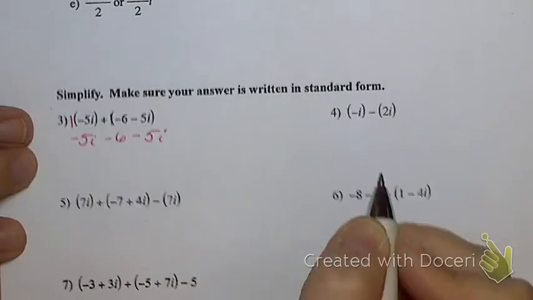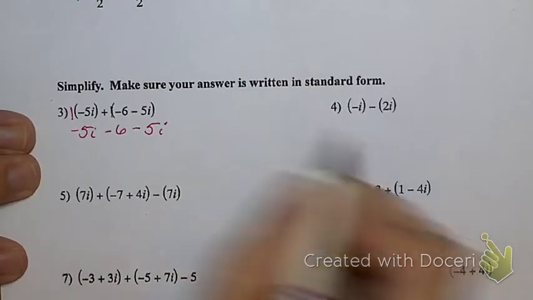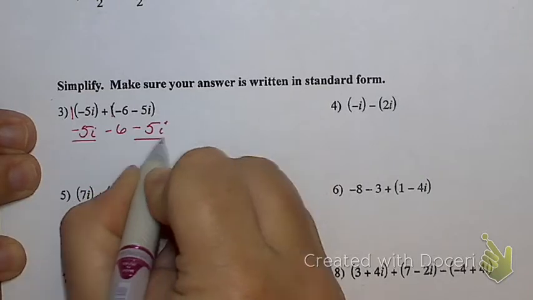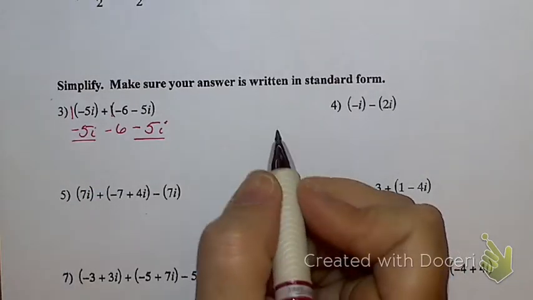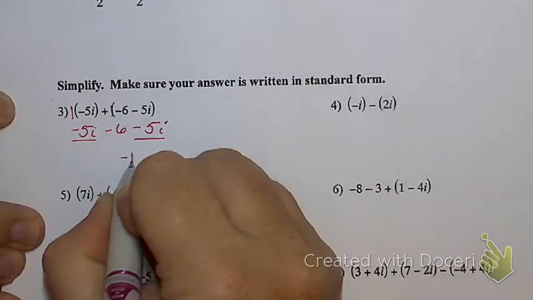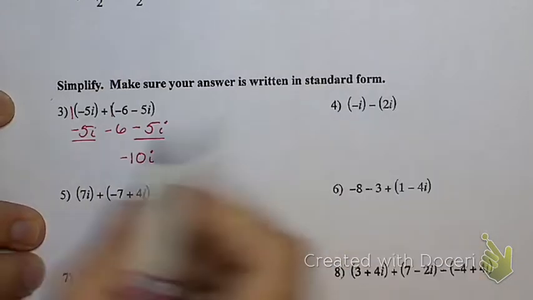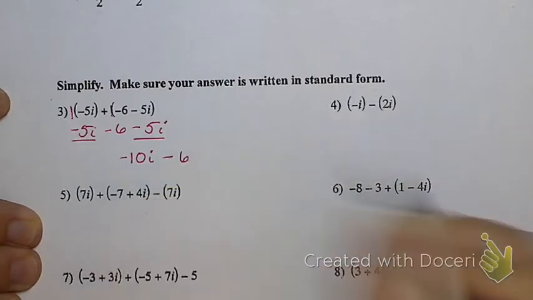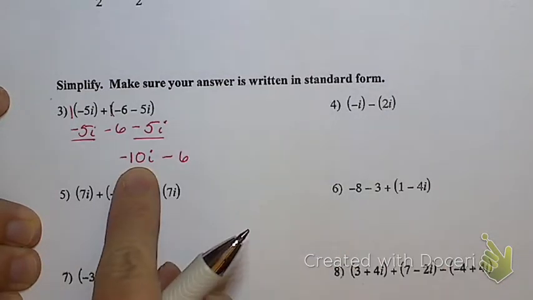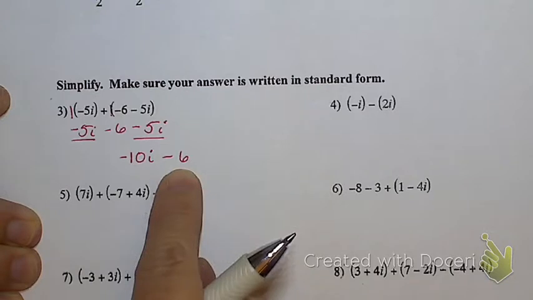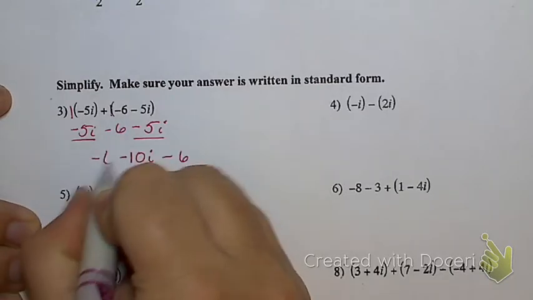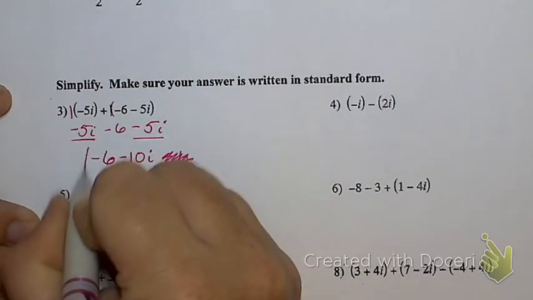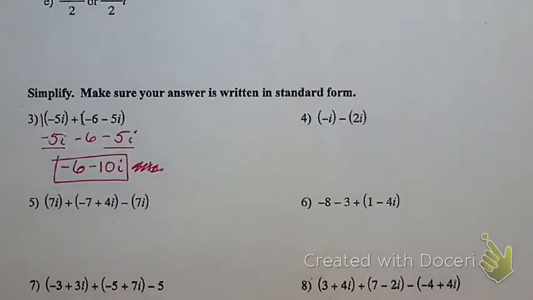All right. So what like terms do I have? And negative 5i. What's negative 5i and negative 5i? Negative 10i. And then I have a minus 6. Do I put minus 6 like this? No. Why not? Because that's not in standard form, is it? So I'm going to put the minus 6 in front instead, because now I have it in the a plus bi form. That's as difficult as it is today.